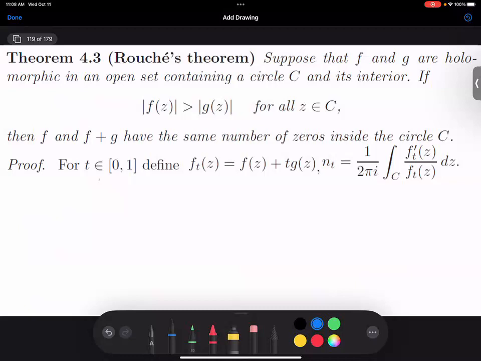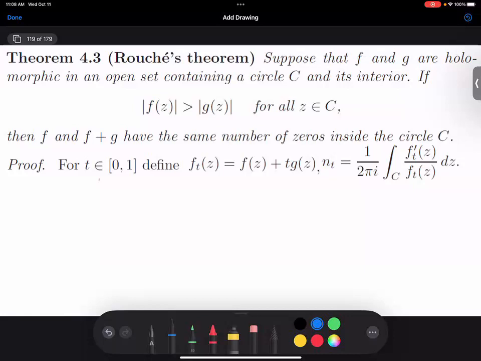And it says if the absolute value of f of z is strictly greater than that of g of z on the boundary, then the functions f and f plus g have the same number of zeros inside the circle. And this came from looking at this beautiful function, 1 over 2 pi i times the integral of f_t prime over f_t, where f_t is f of z plus t g of z. And when t equals 0, we just get f of z. When t equals 1, we get f of z plus g of z. So we're slowly interpolating up from f of z to f of z plus g of z.